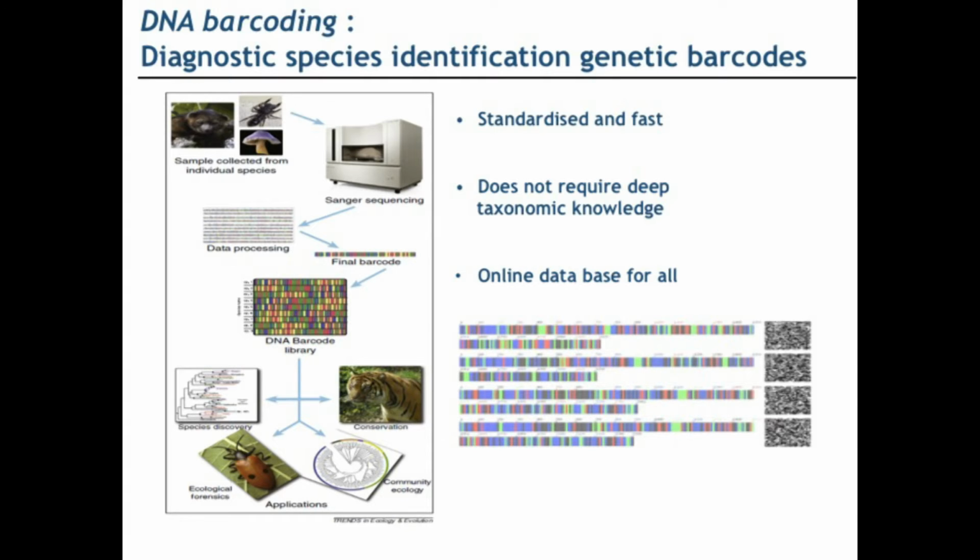It does not require deep taxonomic knowledge of everyone being involved in the process. So you need experts, but they're not the ones who will be involved in identifying each specimen, because they will be involved in building the reference database. But afterwards, for the sequencing and so on, you don't need to be an expert in the actual taxonomic groups to put a species name on your sequences. And the online database is there and free for everyone.